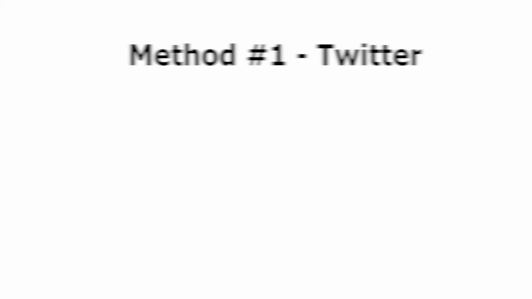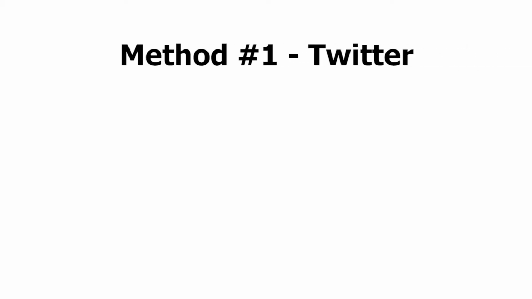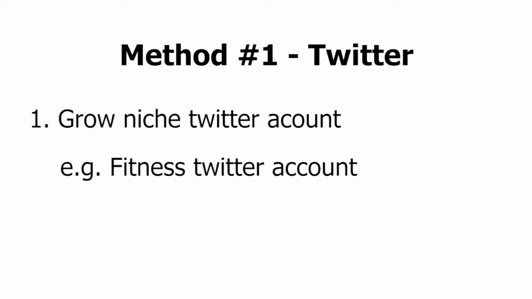There are many different platforms you can use to promote Clickbank products, and Twitter just happens to be one that not many people think about when they get into affiliate marketing. First of all, you need to create a niche account that is related to your product, as you want to grow your following with people that are actually interested in your product. So for example, if you're promoting a fitness product, your account will be one which is about fitness.